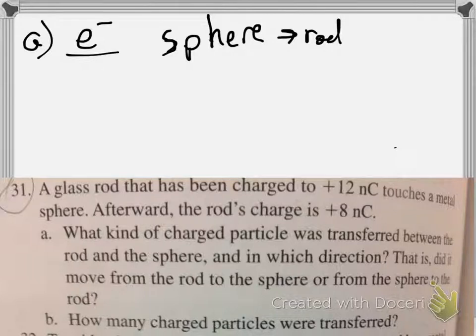It went from the sphere to the rod. So what kind of charge was there, in what direction? And yeah, okay. Then for part B, how many charged particles were transferred?